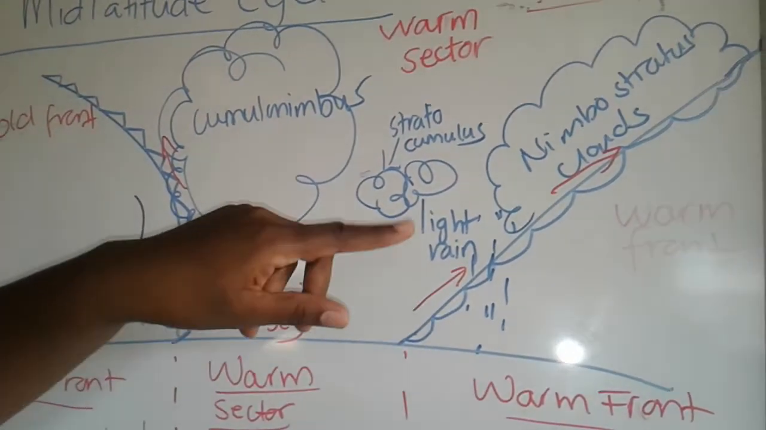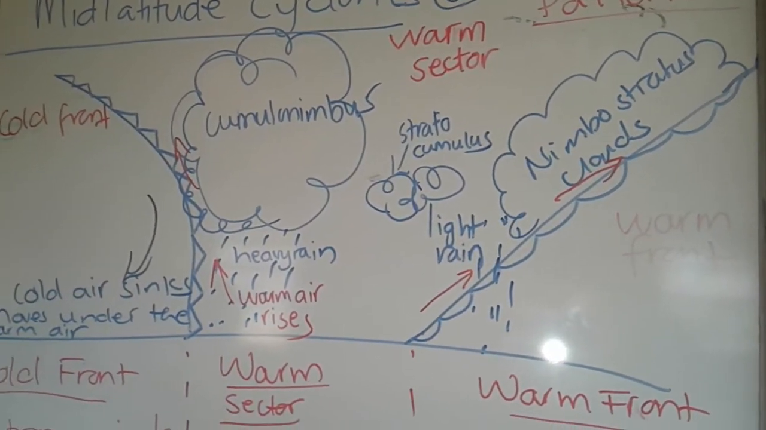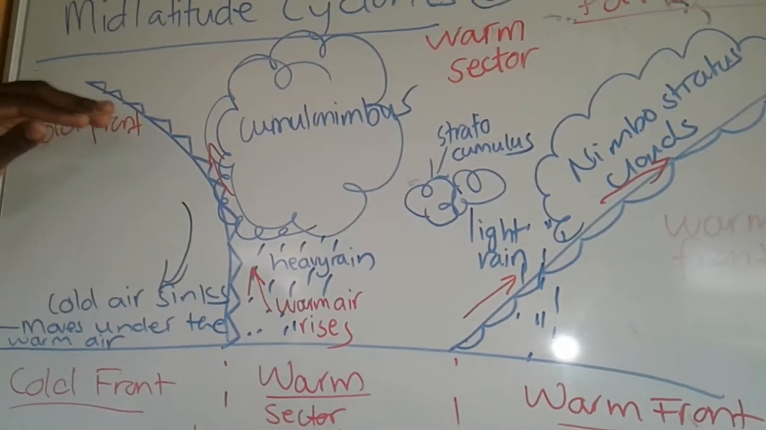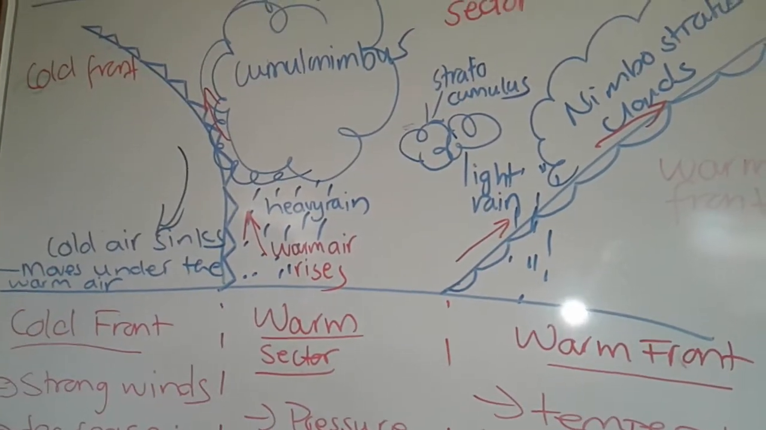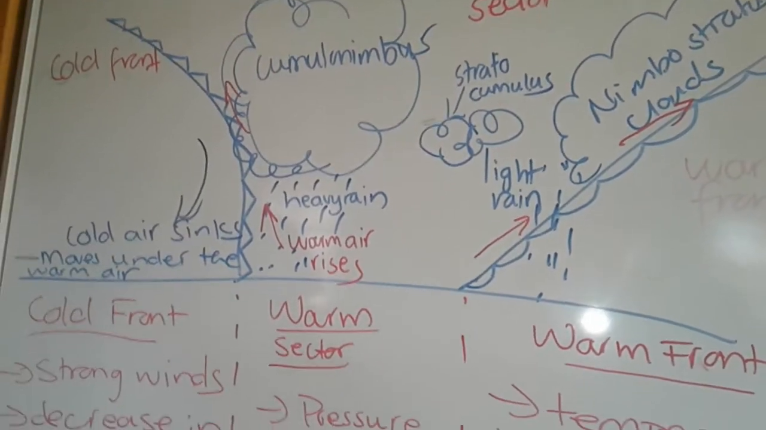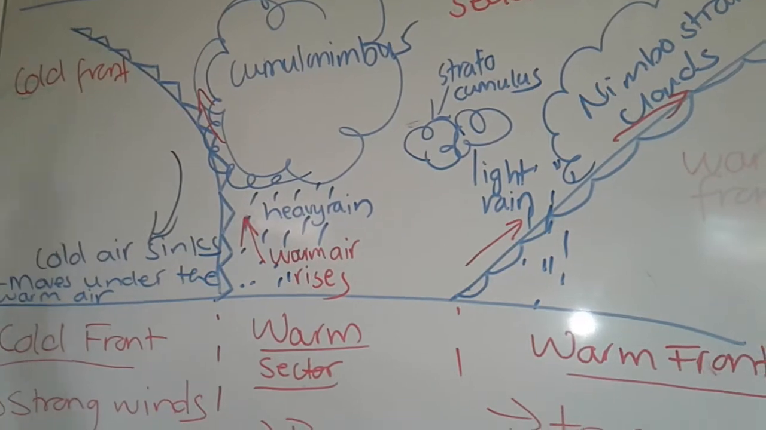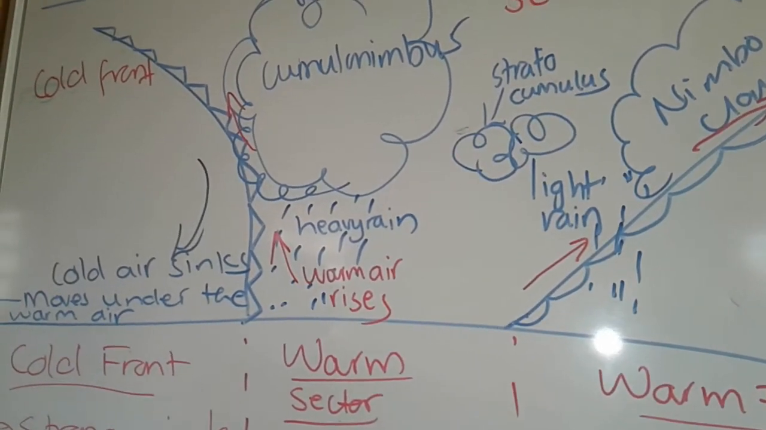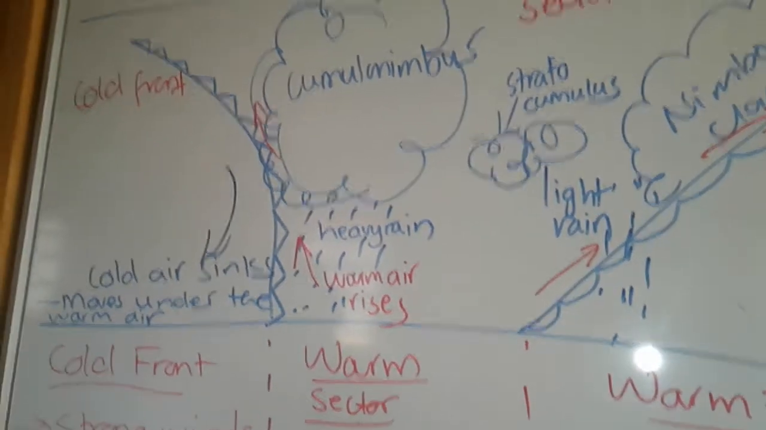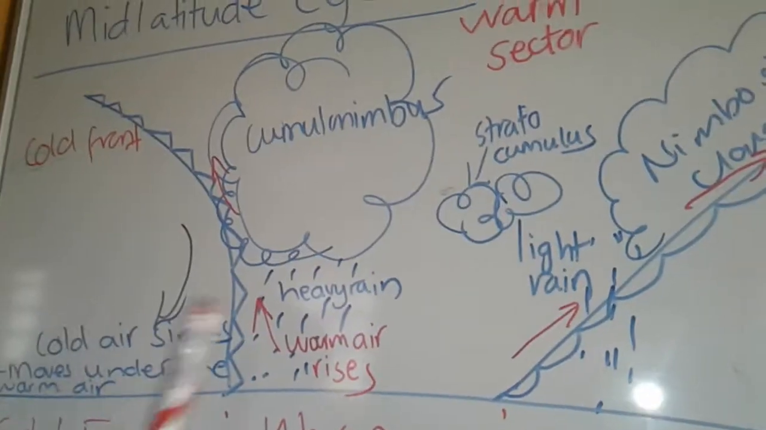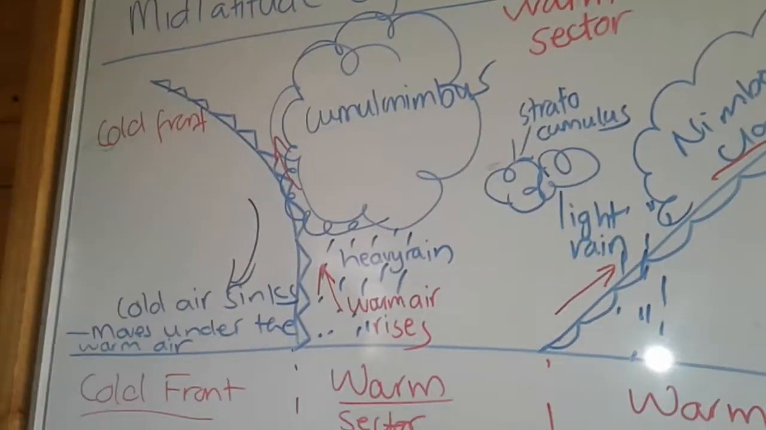When the cold front meets up with the warm air, what is going to happen is that the cold air, because it is heavy and denser, will move under the warm air and sink. Warm air is going to rise rapidly, condensation will take place, and then we have formation of these high-rise clouds, the cumulonimbus clouds, which produce heavy rainfall.